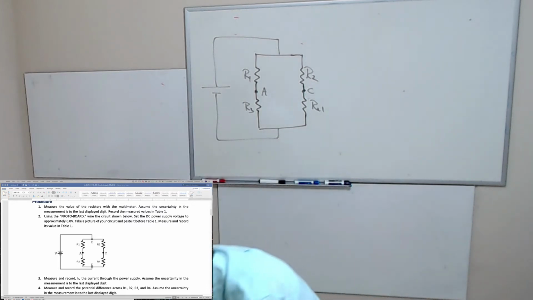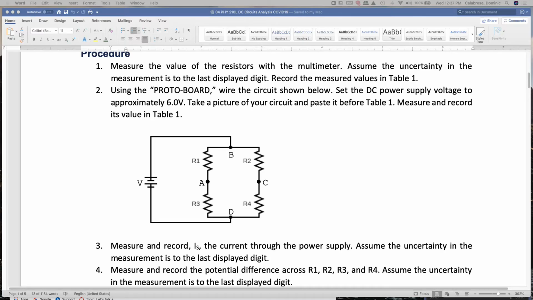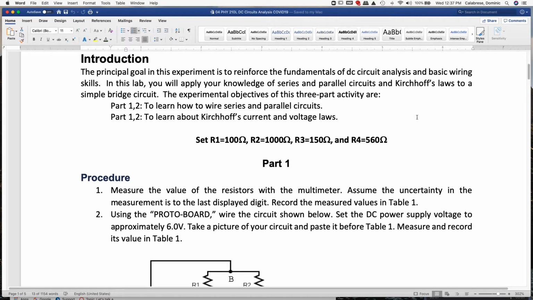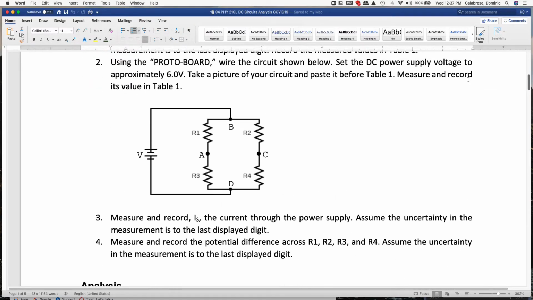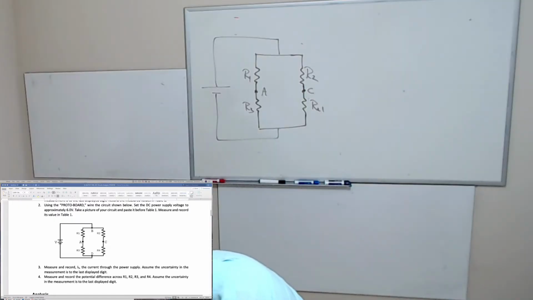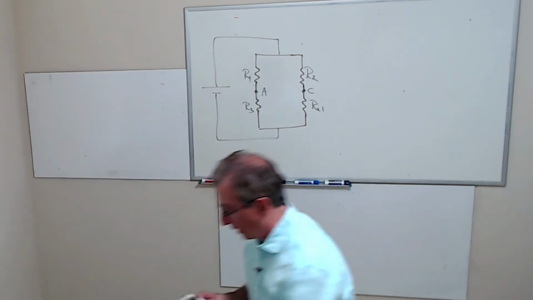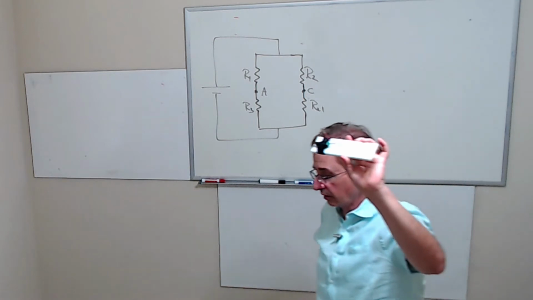If we go back to the beginning of the document, you're told to make R1 100 ohms, R2 1000 ohms, R3 150 ohms, and R4 560 ohms. And you're going to set up this circuit. So let me show you what I did, maybe to make things a little bit easier for you. In fact, let me change this one more time. Okay, so I built the circuit on a proto board a couple nights ago.